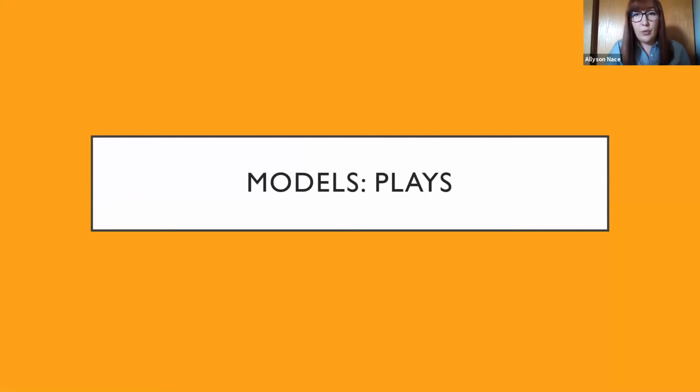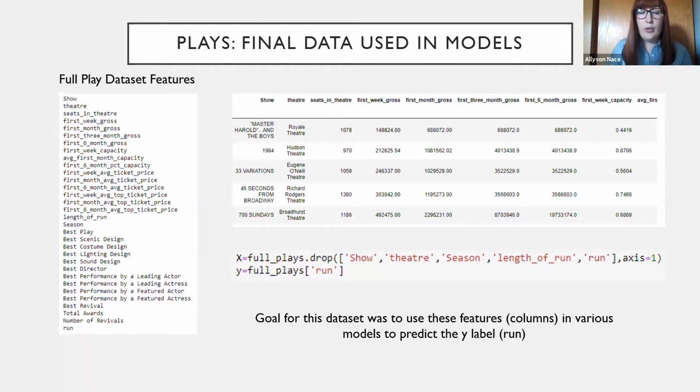So my models for plays. The models that I used most were decision trees and random forests. They tended to perform the best out of all the models I tried. I was able to condense down my grossing data so that each individual play was its own vector or entry in the data. So you'll see that 1984, 33 Variations, 45 Seconds from Broadway, all of those shows now are just one entry. For every play in the data set, it has all of these features that you can see on the left.